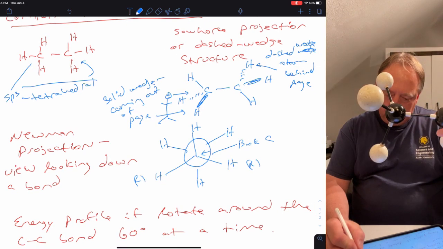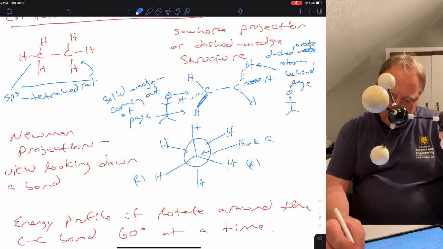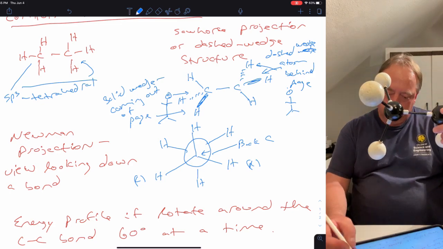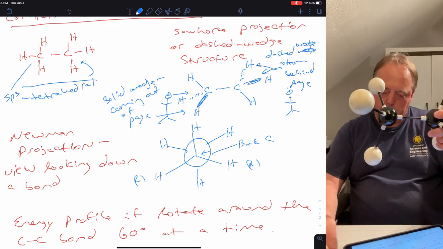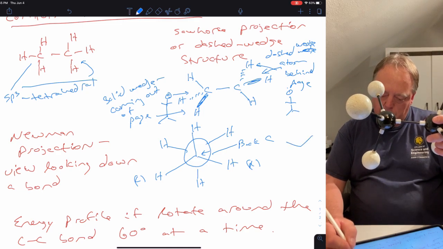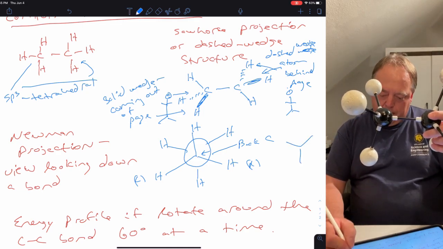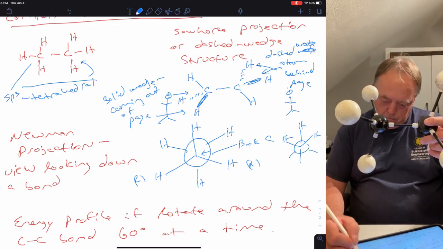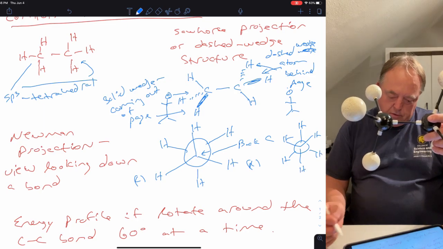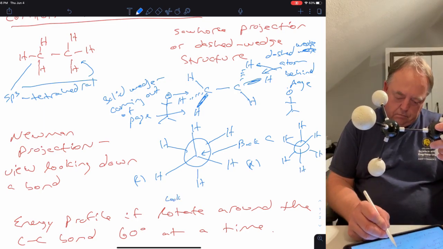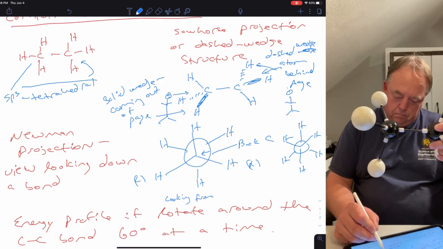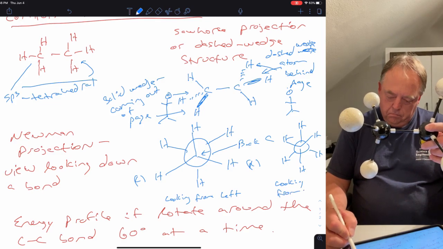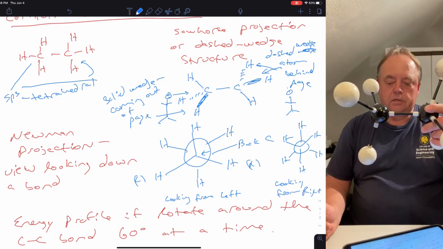You could have just as well stood over here and looked at the molecule. So you always look between the wedge. If you're on the right side of the molecule looking at it from that perspective, then your front carbon looks like a Y, and your back carbon looks like an upside down Y. So this is looking from the left, and this is looking from the right side.